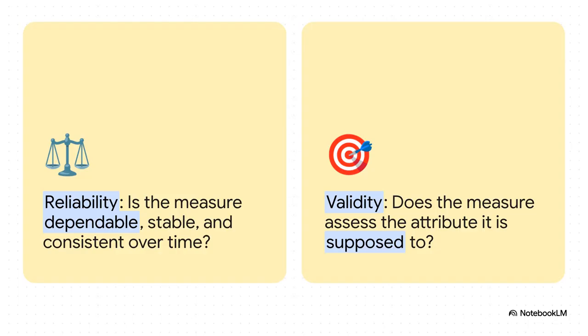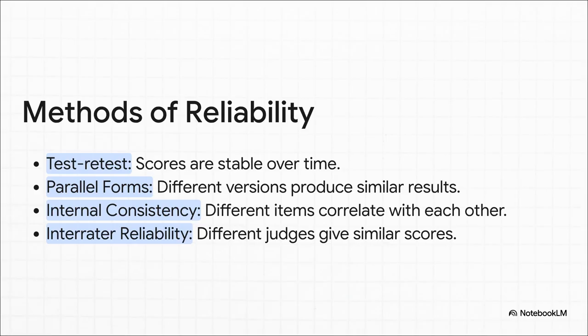Reliability is just consistency. If you step on a bathroom scale 3 times, do you get the same weight each time? That's reliability. Validity, on the other hand, is accuracy. Does the scale show your true weight? A scale can be reliably wrong, telling you you're 5 pounds heavier every single time. And remember this, a measure can be reliable without being valid, but it can never be valid unless it is reliable first.